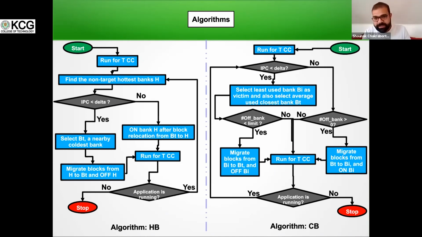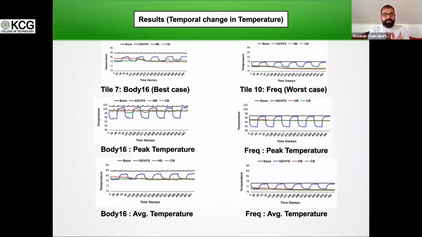On the right-hand side, we have the CB, that is the cold bank. As I told, cold banks are not actually cold, rather they have the least usage, so you just turn them off to get rid of some temperature issues. Finally, we got the results like this. On the left-hand side, you can see the bodytrack 16 benchmark, and on the right-hand side, you can see the results for the frag benchmark.